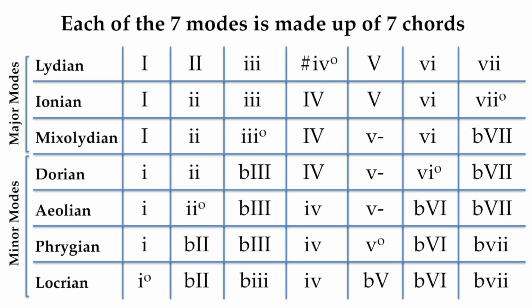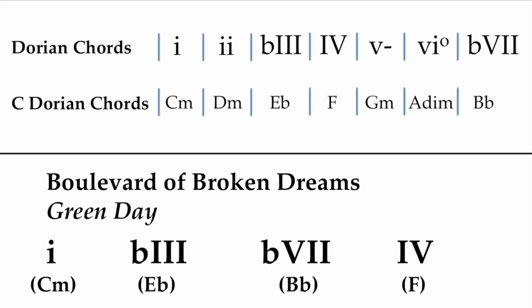So what you can do now is you can take one of these rows and pick a mode and just create a chord progression and write a song in that mode. So for example, we can take the Dorian mode, and a song that's written in the Dorian mode is Boulevard of Broken Dreams by Green Day. So here's how that would sound.